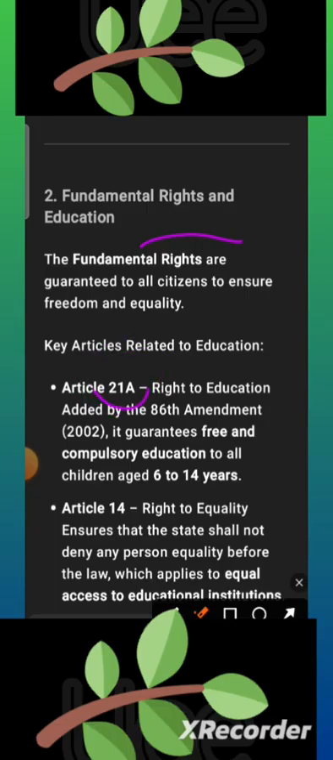Article 21A, added by the 86th Constitutional Amendment Act 2002, makes free and compulsory education a fundamental right for children aged 6 to 14 years. This led to the Right to Education Act, RTE 2009, which sets norms of school infrastructure, teacher-student ratios, and prohibits capitation fees and screening tests.